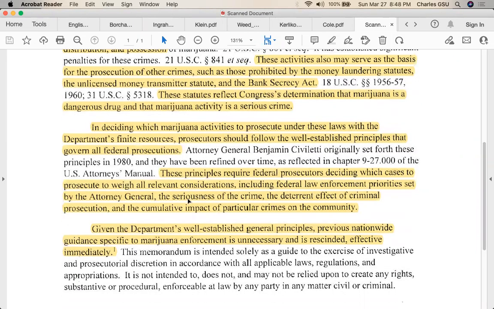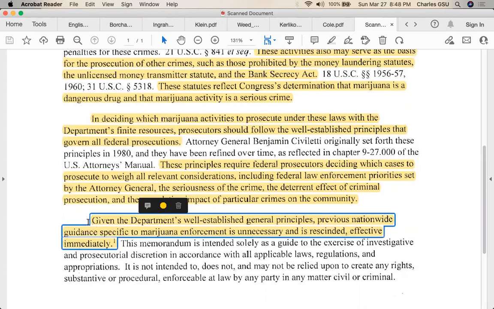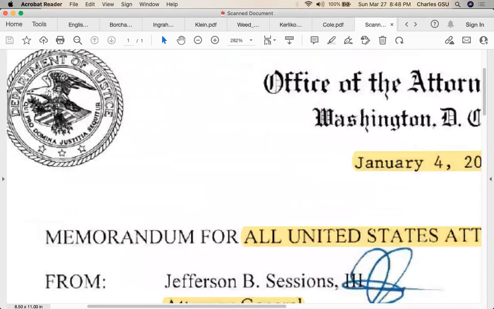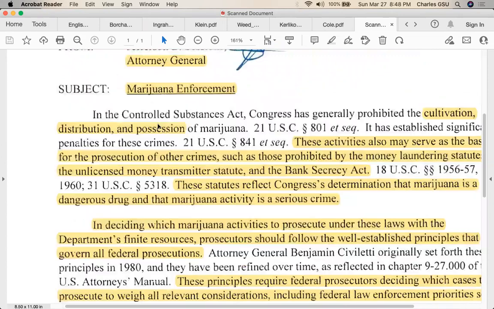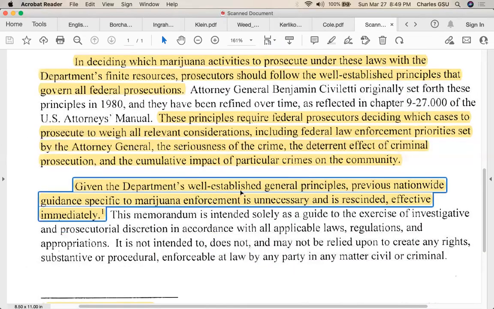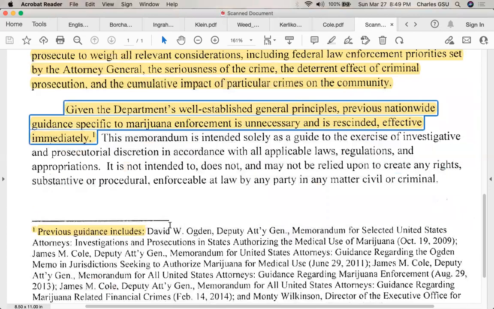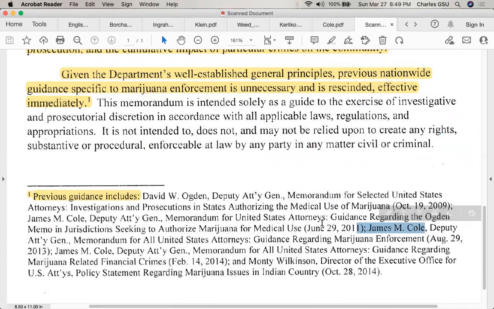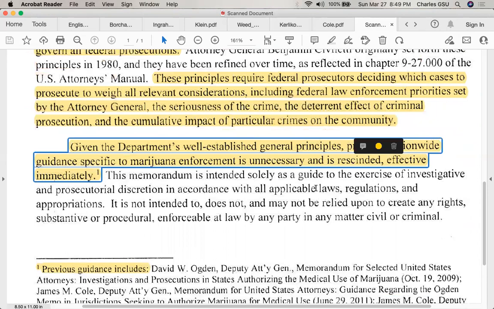Because he says here at the end, given the Department's, that is the Department of Justice, you can see the logo here, right? So given the Department of Justice's well-established general principles, previous nationwide guidance, meaning Cole's memo, previous guidance specific to marijuana enforcement is unnecessary and is rescinded effective immediately. And you can see here that he's referring to Cole's memo, among other things. So rescinded means to take back or repeal in a legal sense.